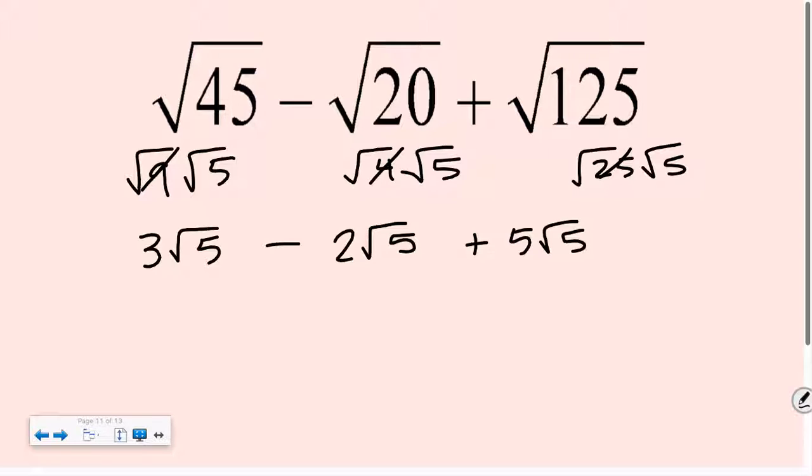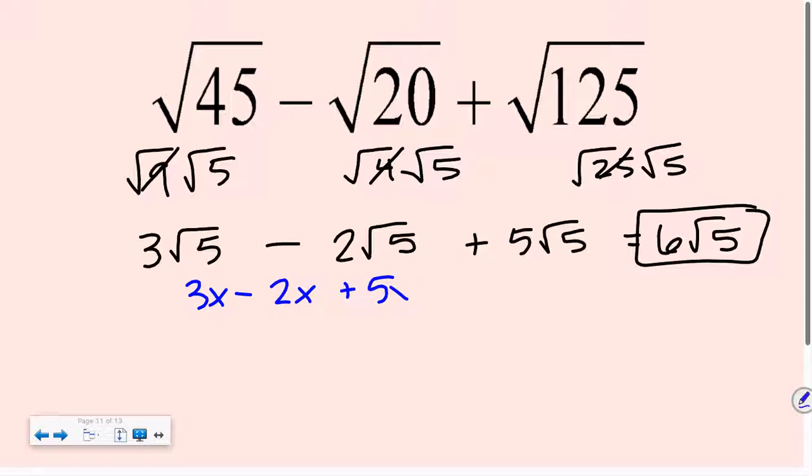So after I simplify them, they all have a radicand of 5. If they all have the same number underneath, the same radicand, you just add and subtract the coefficients. So 3 square root 5s minus 2 square root 5s is how many? 1, plus 5 square root 5s. 6 square root 5s then. It's kind of like 3x minus 2x plus 5x. They're all like terms. They all have the same radicand, so I can just combine them.